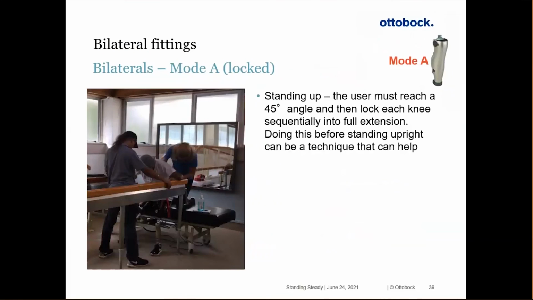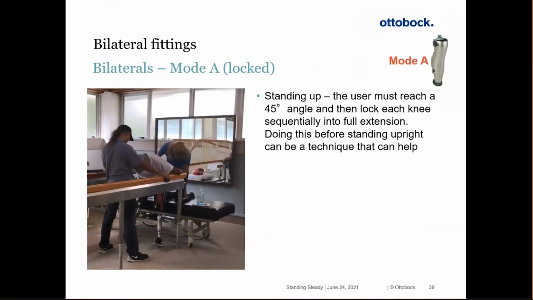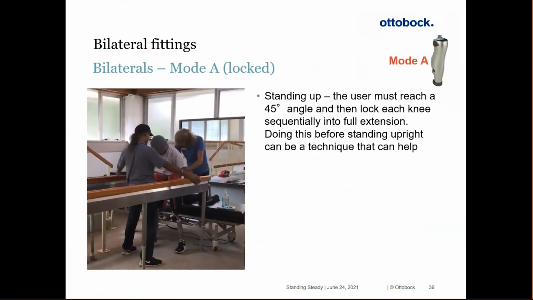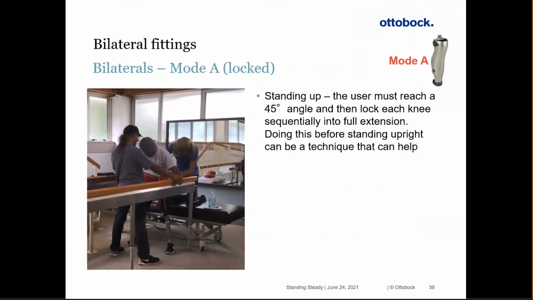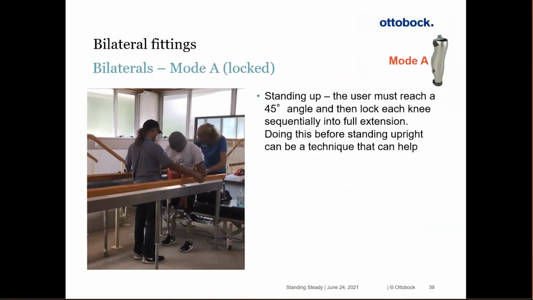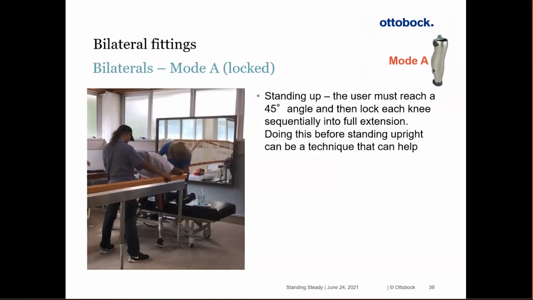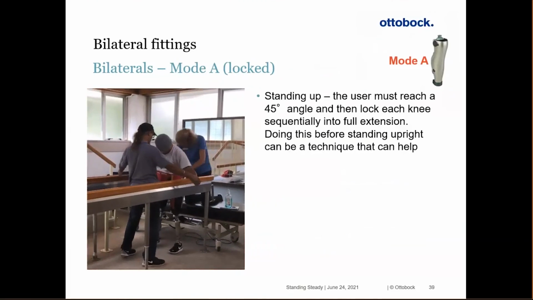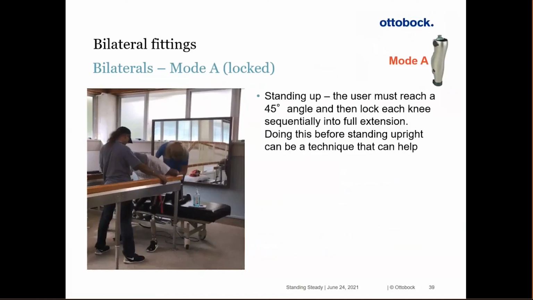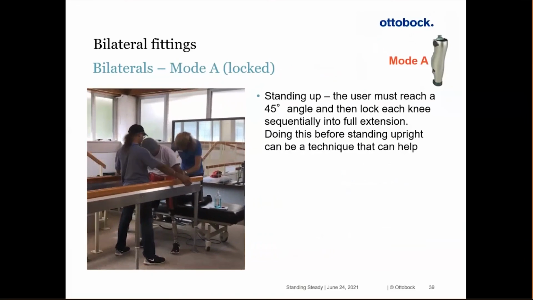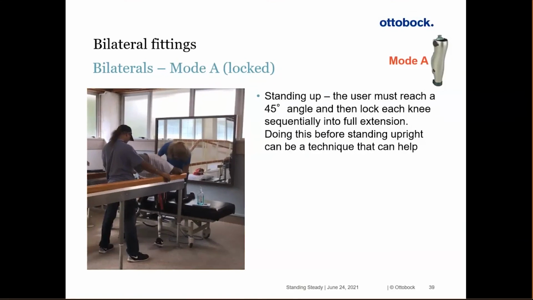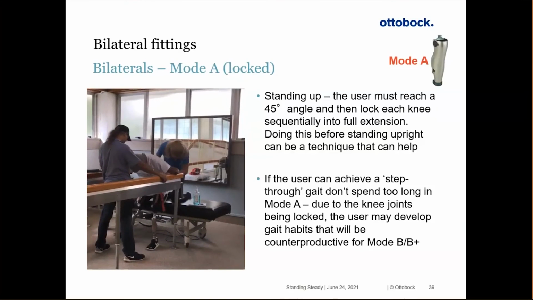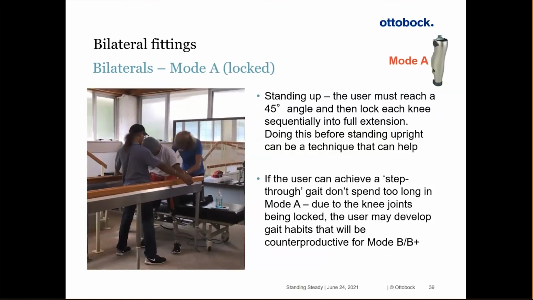I know our time is coming quickly, so I'm just going to go through some of these a little bit quicker. We are working on a bilateral presentation to put online ultimately, so hopefully we can expand on this. But some of these are just things I wanted to show. Standing up, they do have to reach a 45-degree angle, and then they can lock sequentially in full extension. They might even want to extend one side first and then progress and step all the way up after that, or stand all the way up.